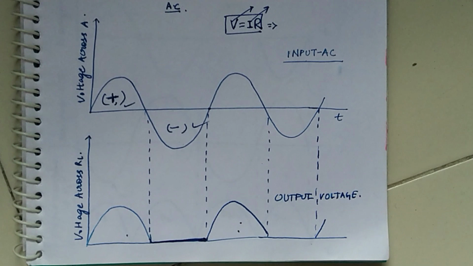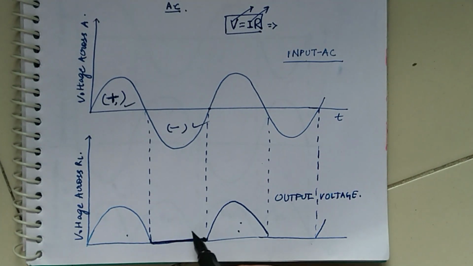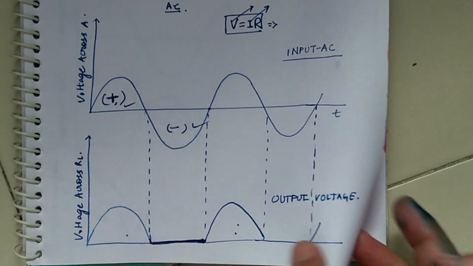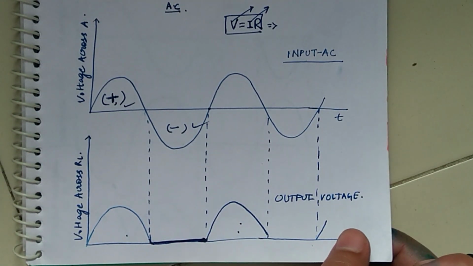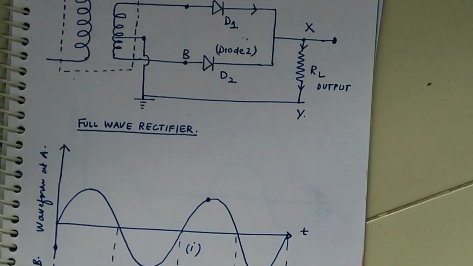When we are using an assembly of two diodes, we can get rid of the situation, and we can also have a positive output at this point. Now how are we going to have a positive output at this point? Because we will be using a full wave rectifier. Now let's just have a look at the setup of a full wave rectifier.